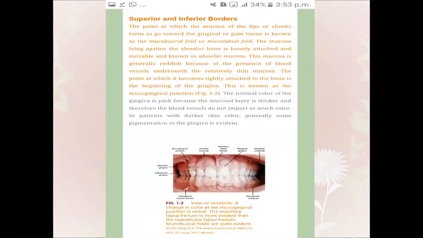Now the superior and inferior borders. The point at which the mucosa of the lips or cheeks turns to go towards the gingival or gum tissue is known as the mucobuccal fold. So in the superior and inferior borders, the point at which the mucosa of the lips or cheeks turns to go towards the gingival or gum tissues is known as the mucobuccal fold. The mucosa lying against the alveolar bone is loosely attached and movable and is known as the alveolar mucosa.